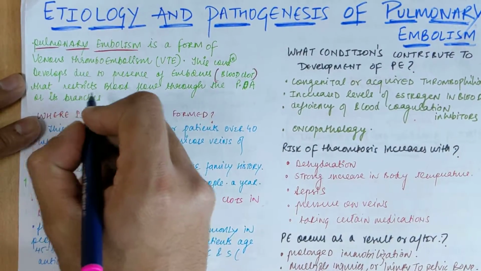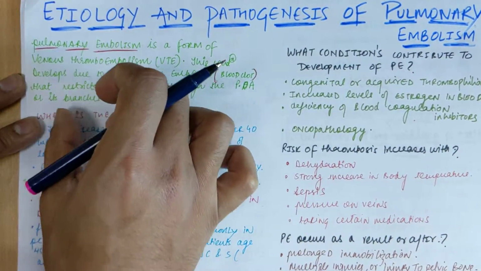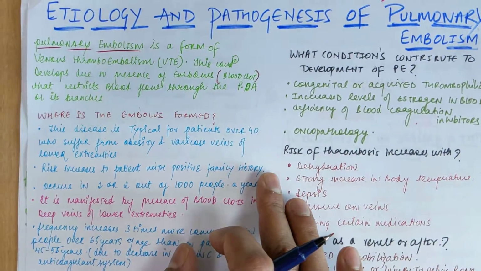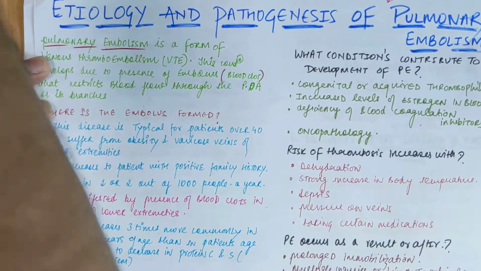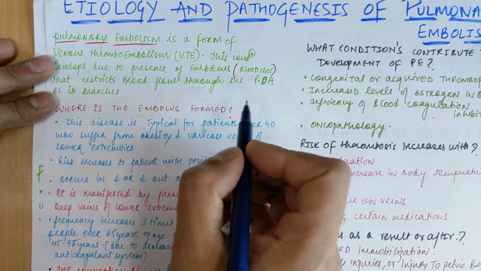And this blood clot restricts the blood flow through the pulmonary artery or its branch. So this blood clot will be restricting the blood flow to the lungs by blocking the blood circulation. Now, where is the embolus formed?